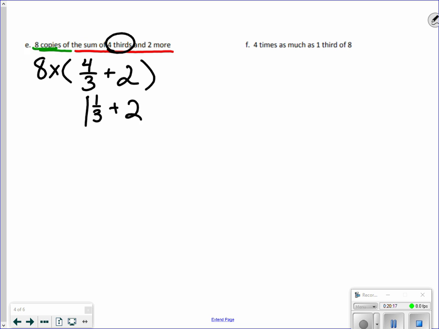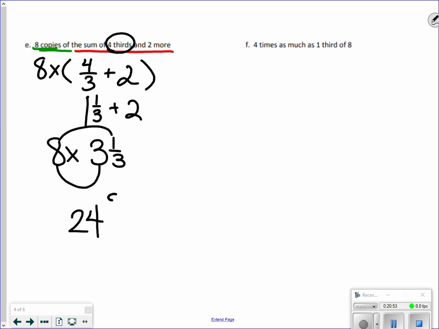So if I have 1 whole pizza and 1/3 of a pizza, and then I've got 2 pizzas over here, how many pizzas do I have? 3 1/3. I can add those together. I don't have to find a common denominator. That's just 2 whole uncut pizzas. So now I can take this, multiply it by 8. 8 times the whole, 8 times the numerator. 24, 8/3.